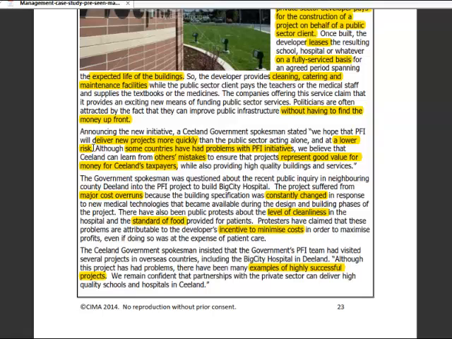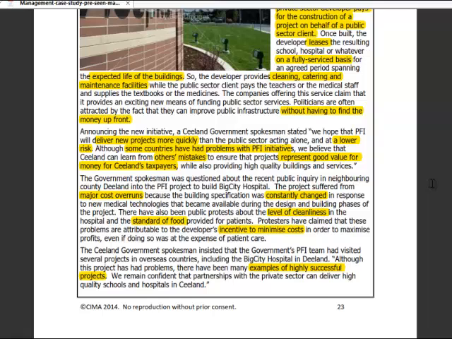Here: "Some countries have had problems with PFI initiatives." Certainly in Australia, we've seen several PPP partnerships go bad, where, for example, they build a tunnel or a road, and the traffic that's supposedly to take this tunnel or this road doesn't turn out to be the same, and companies have gone bust. "Sealand can learn from others' mistakes." Well, let's understand what these mistakes are, so that these projects represent good value for money for the taxpayers.